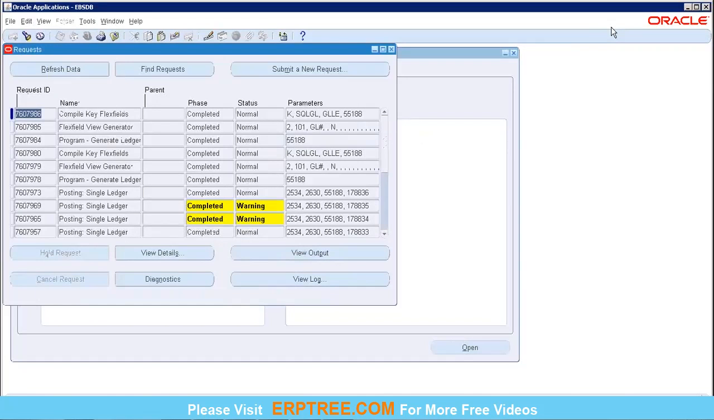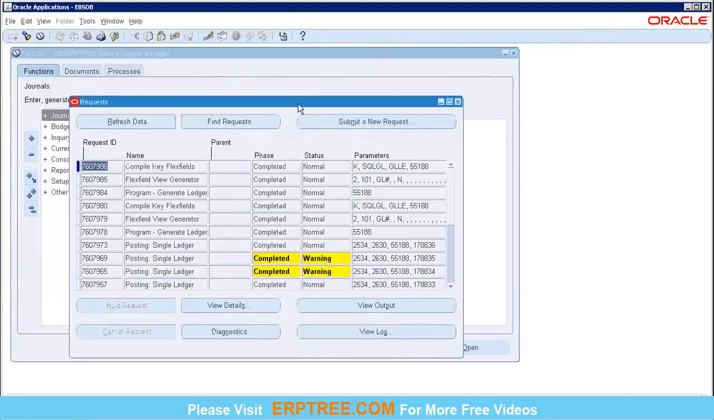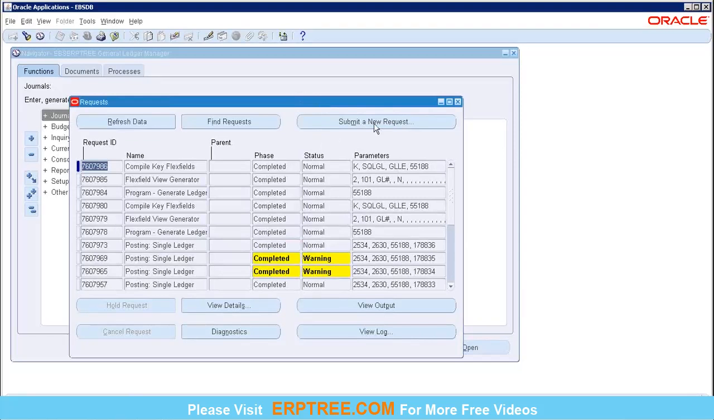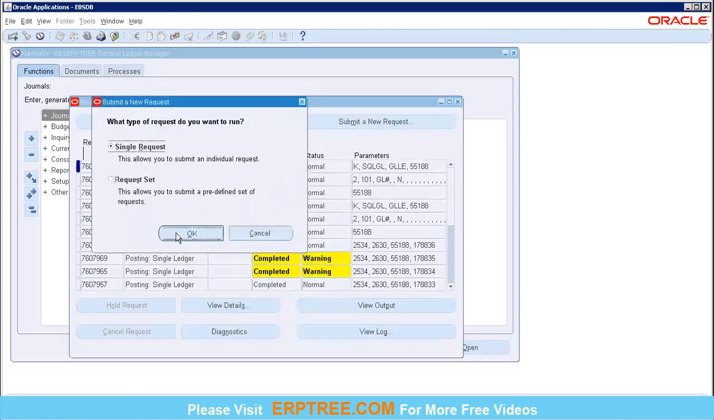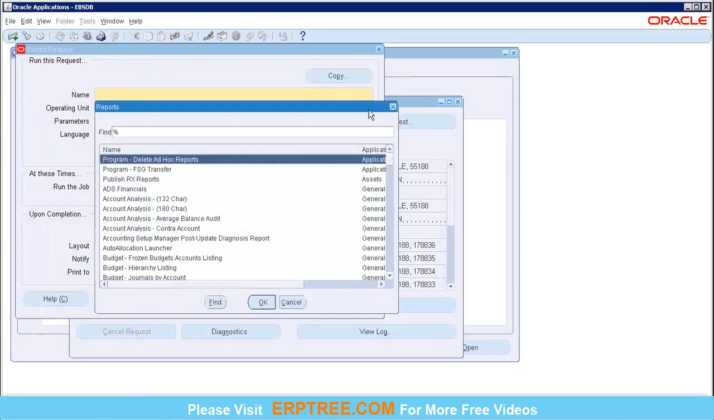If you want to see which reports and programs we have as part of this GL concurrent program group request group, which is assigned to this responsibility, you have to click on Submit a New Request. You don't need to change anything. These points we'll understand later, such as single request or request set. For now, take the navigation, click on Submit a New Request, then say OK. Just click on the LOV. Whatever reports and programs we have within that request group, you will be able to see here. See how many we have.